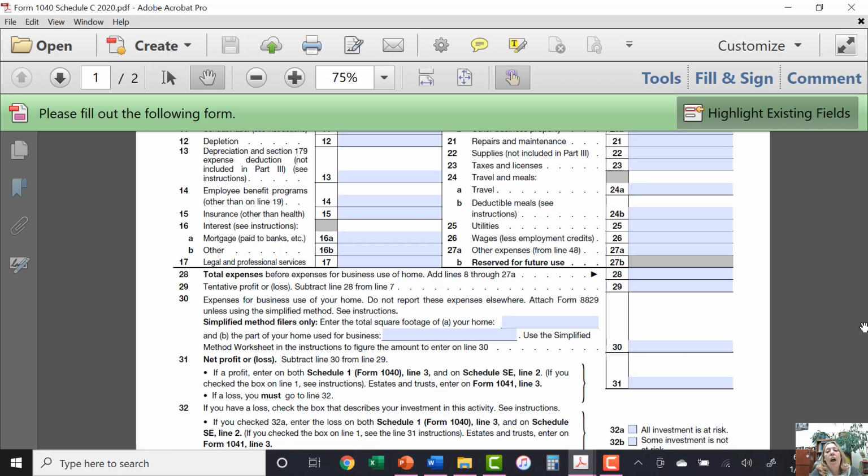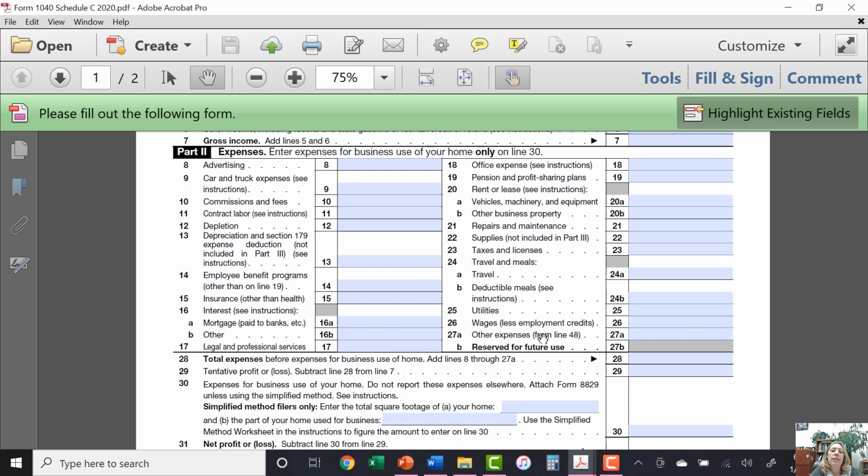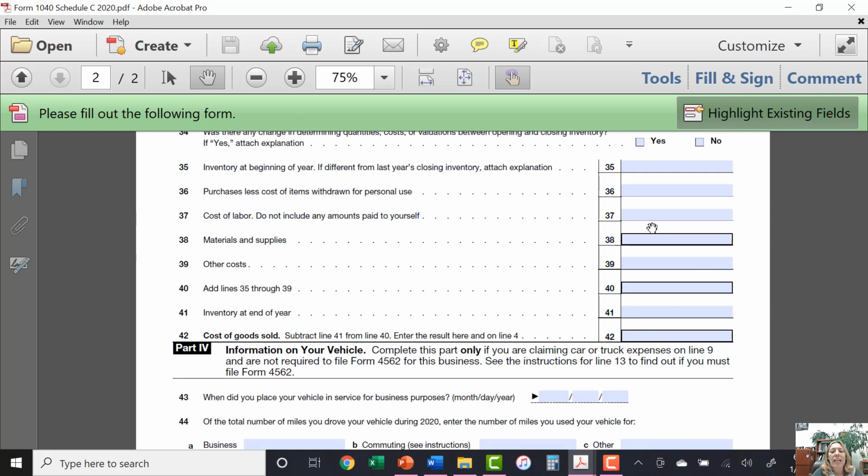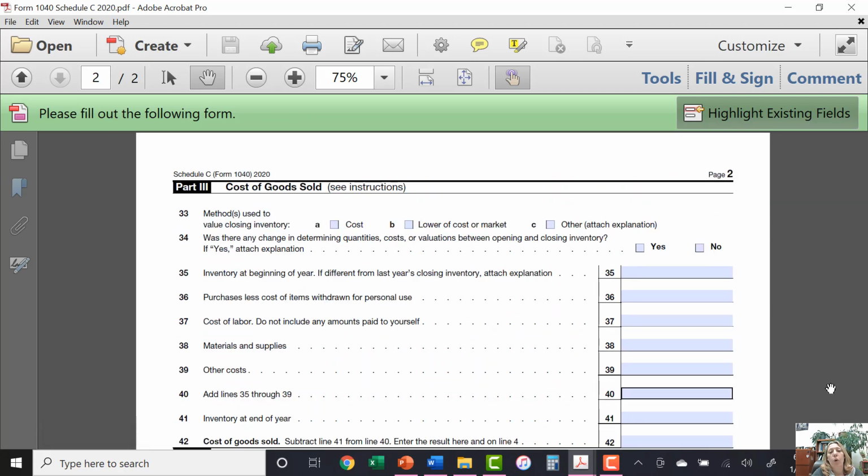The other form that's important that I didn't put up here is the Form SE, the self-employment tax form. It takes this tentative profit number down here, right here in line 31, and applies self-employment taxes to it. And then those taxes get reported into that Schedule 2 there. The backside has information for cost of goods sold and inventory. That's out of our scope, so nothing can have that.